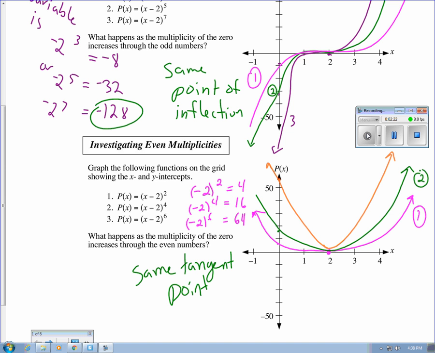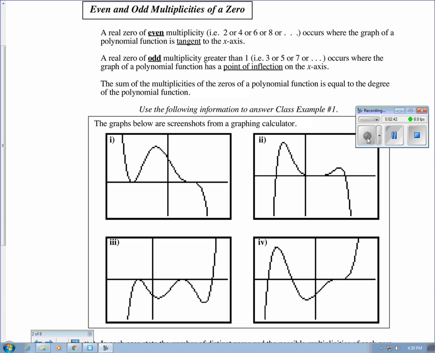So we've got that language. Same inflection point for the first set of graphs, same tangent point for the second set of graphs, and now we get to see how that affects our graphs in the world of not knowing what equation we had. Let's turn the page. So some rules that probably sound familiar.